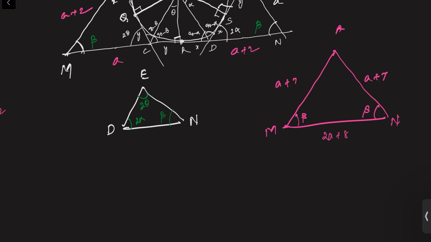So that means we can find this beta in terms of A in the left triangle and also in the right triangle.